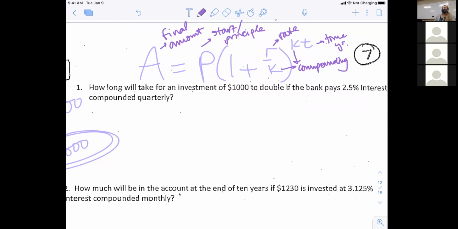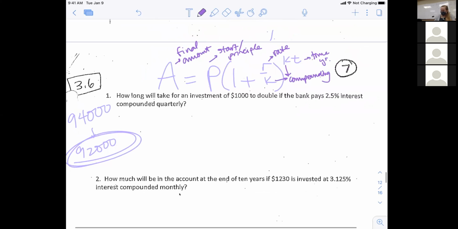This first one says, how long will it take for an investment of $1,000 to double if the bank pays 2.5% interest compounded quarterly? What am I finding? What am I going to look for? What tells you A, Brooke? What's the question asking, L? T years, right? T for years. How long is years? Good.